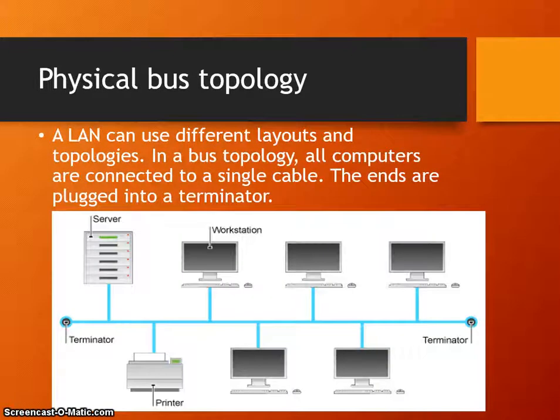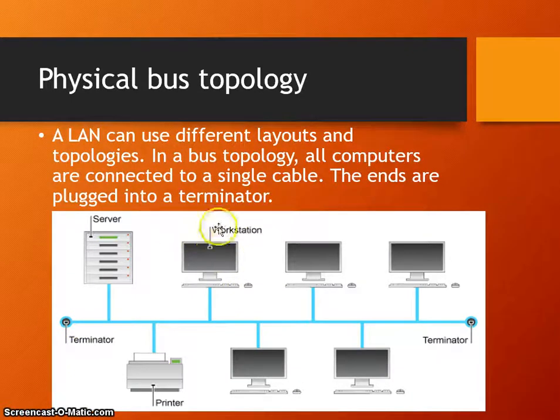For instance, we've got something called the physical bus topology. LANs can use lots of different layouts, and in the bus all the computers are connected via a single cable. This is known as the backbone cable, and each end is connected to a terminator. If a signal reaches the terminator, it stops the signal bouncing back down the cable.